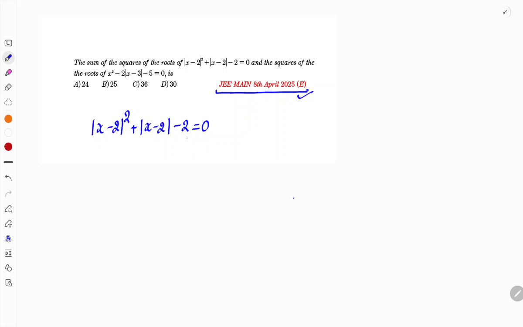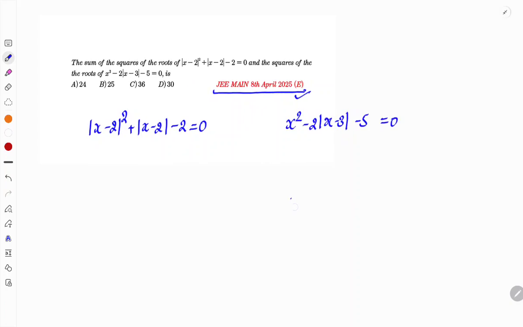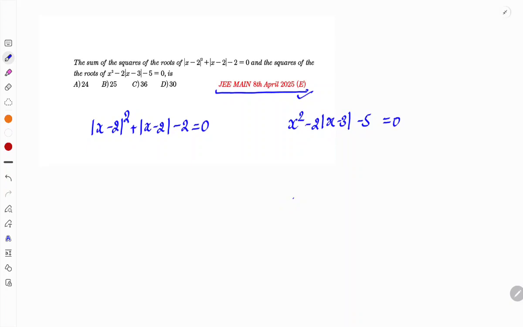This means we need to find the roots of this equation, and the roots of the other equation x^2 - 2|x-3| - 5 = 0, and then find the sum of squares of the roots of this one and this one, and the total sum. Clear? This is what the question is saying. Hope the question is clear.